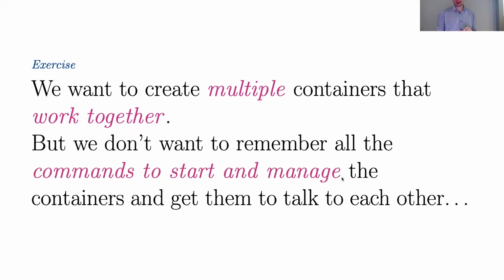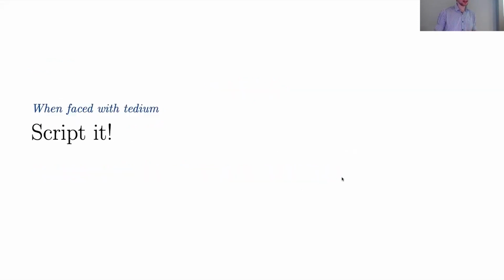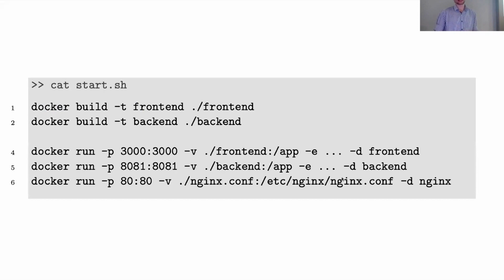We don't want to remember all of the commands, first of all. Sure, you can script it. So let's do that. We're going to have some tedious docker run -p and then the port of that container and then the name of that container and mount the right directories. Okay, fine. We're going to script that and it's going to look like this.